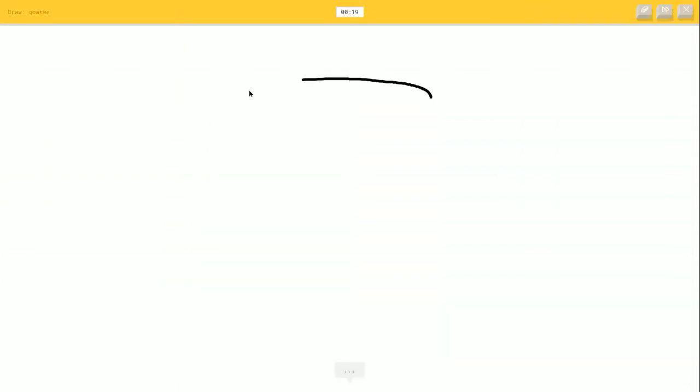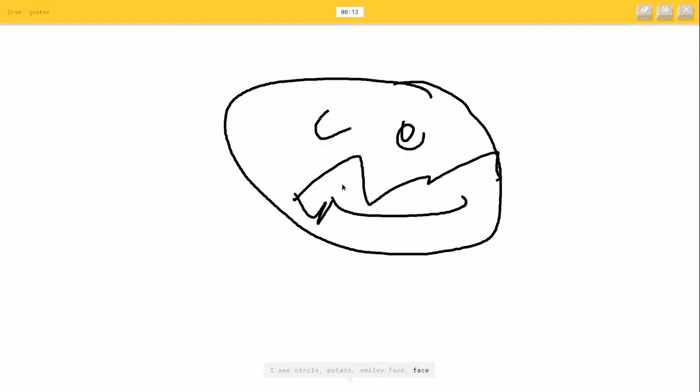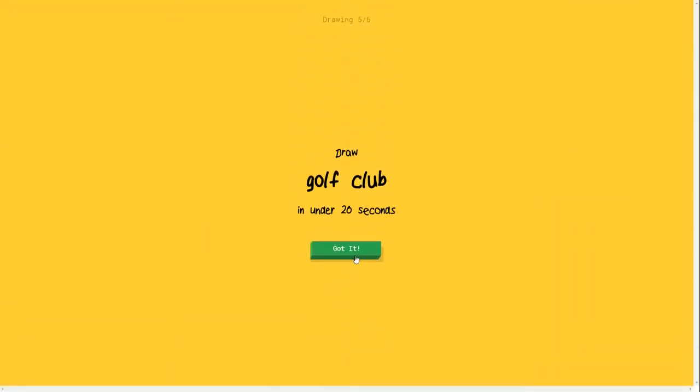A goatee. Let's draw a dude. He's got a face. And he's got this. Look at this sick goatee. Oh, I know. That's a goatee. Sick goatee, mate.